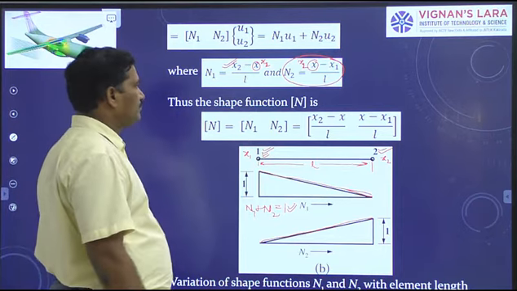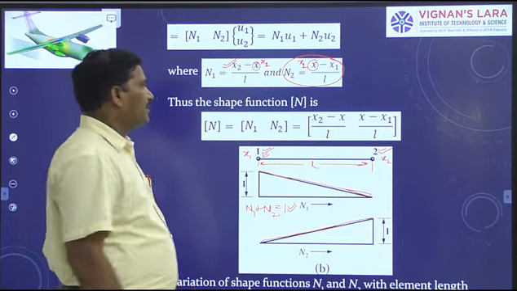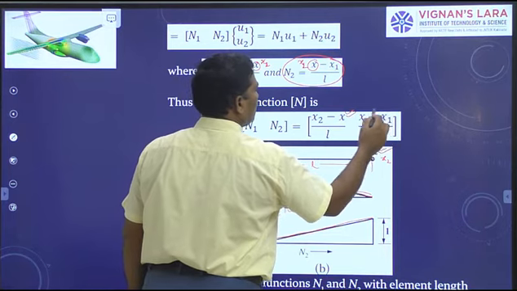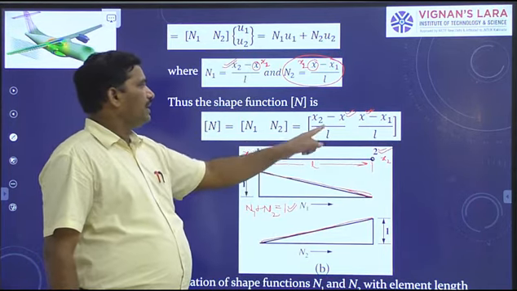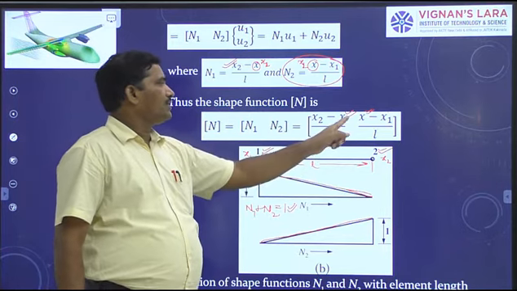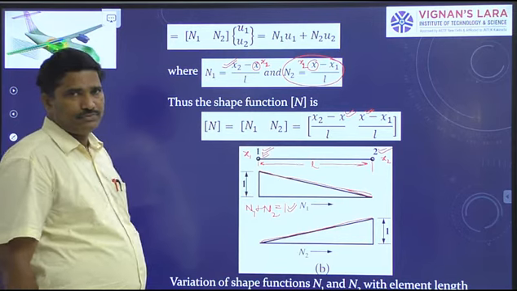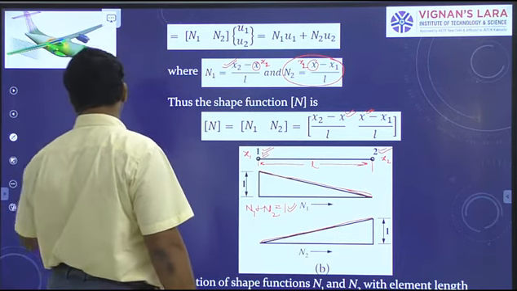Okay? Do you understand how we have derived the shape functions in terms of the Cartesian coordinate x? N1 equals x2 minus x by L and N2 equals x minus x1 by L. You have to remember these shape functions in Cartesian coordinate x.